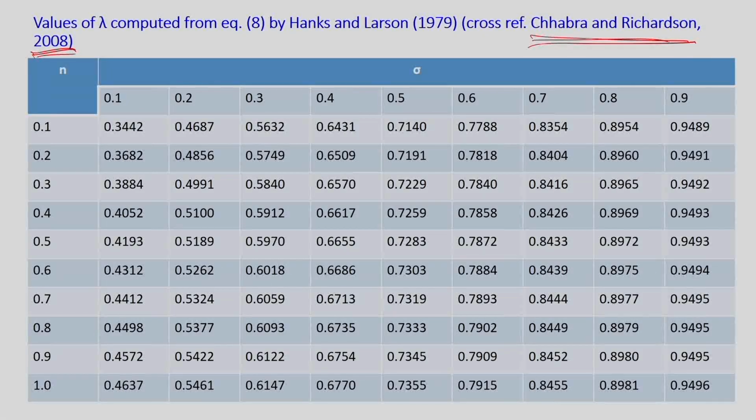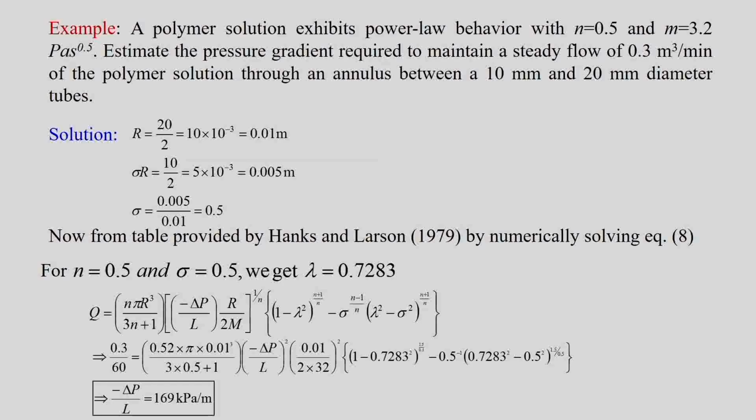Now, before concluding this lecture, we will take a simple problem on the Hanks and Larsen method, on how to get the volumetric flow rate, or, if the volumetric flow rate is given, how to get the pressure drop for this kind of flow of a power law fluid through an annular region. Example problem: a polymer solution exhibits power law behavior with n equal to 0.5 and m equal to 3.2 Pascal second to the power 0.5. Estimate the pressure gradient required to maintain a steady flow of 0.3 meter cube per minute of the polymer solution through an annulus between 10 mm and 20 mm diameter tubes.